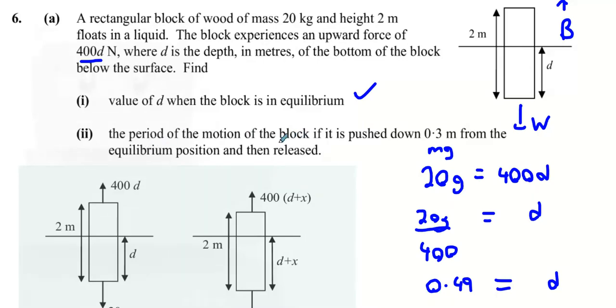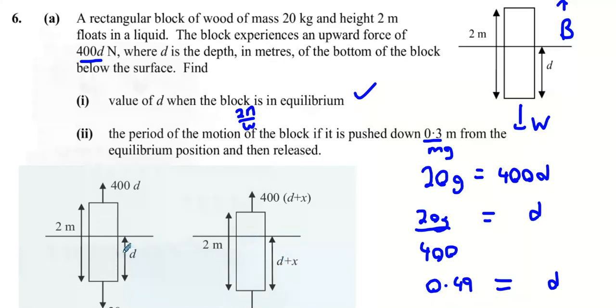Now the period of the motion of the block if it is pushed down another 0.3 meters from the equilibrium position and then released. We have to find the period of the motion, which is 2 pi over omega. The first thing we need to do is set up simple harmonic motion. So instead of using the 0.3 meters, we're going to use an extra distance, x.